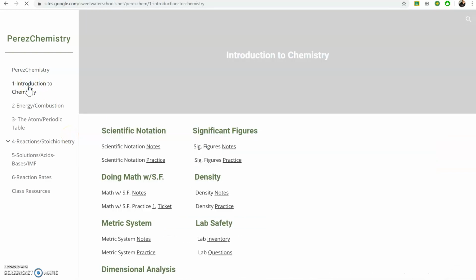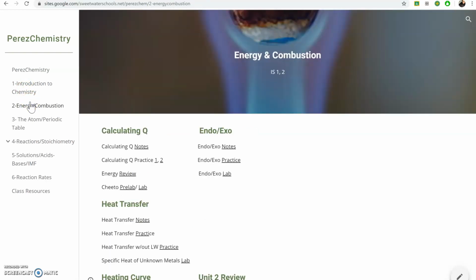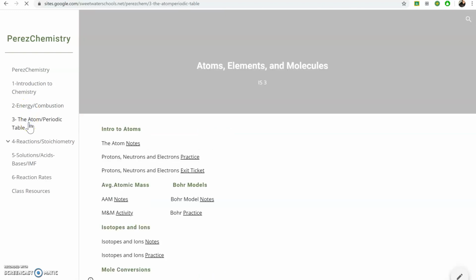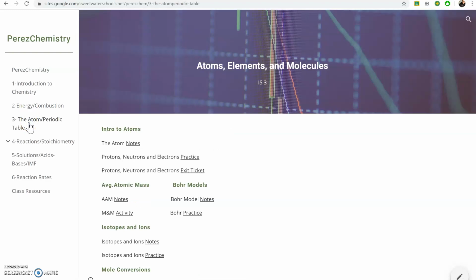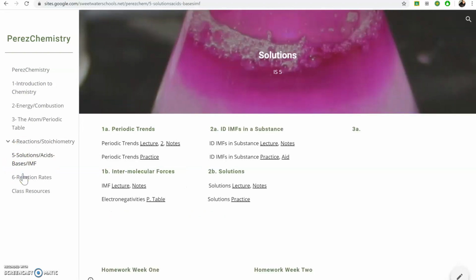So Introduction to Chemistry was our very first unit. We went over scientific notation, sig figs, the metric system. Second unit was energy and combustion, right? All of our notes and labs are in there. The atom, the periodic table was next. All of our notes and practice are in there. Next is reactions and stoichiometry. We've just finished this unit before we went on our break, in quotation marks. And then we are in this unit here, solutions.